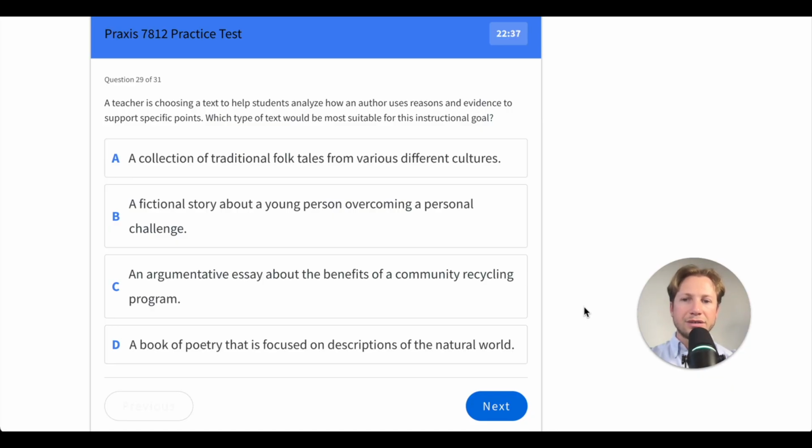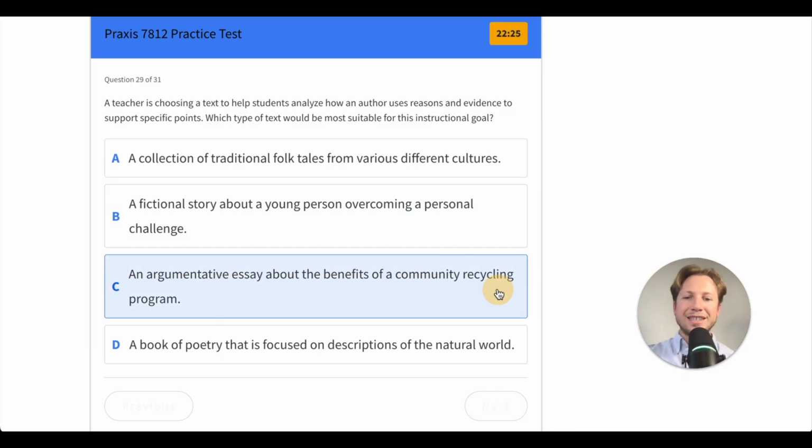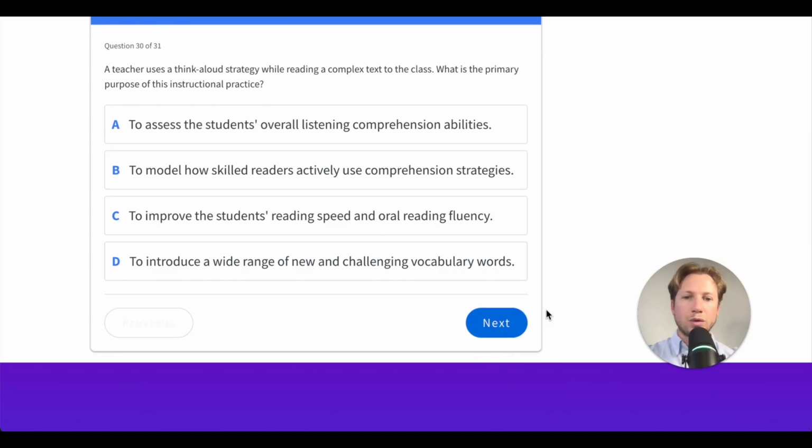Is this a collection of traditional folk tales? Is it a fictional story, an argumentative essay, a book on poetry? I'm going to go with option C, an argumentative essay about the benefits of community recycling program. That's because argumentative texts are explicitly structured to present a claim and then to go ahead and support it with logical reasoning. And these make them perfect for this purpose. All right, moving on to the next question, which is question number 30.